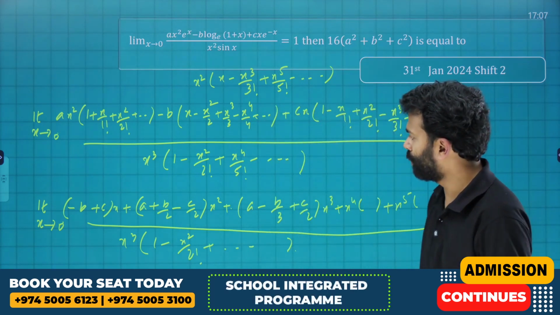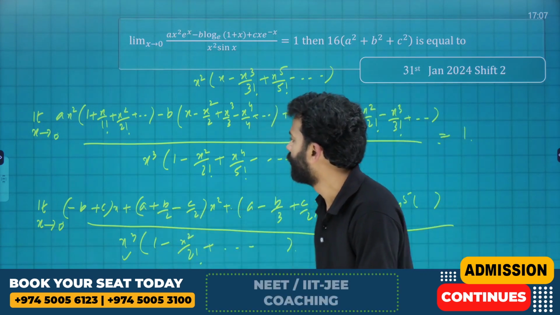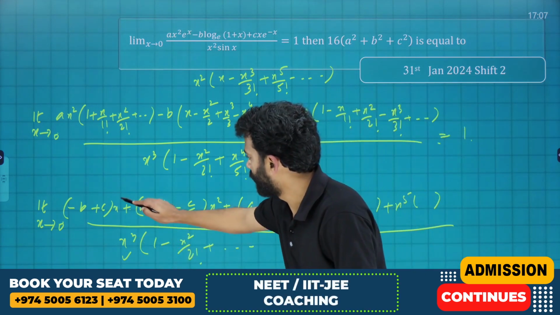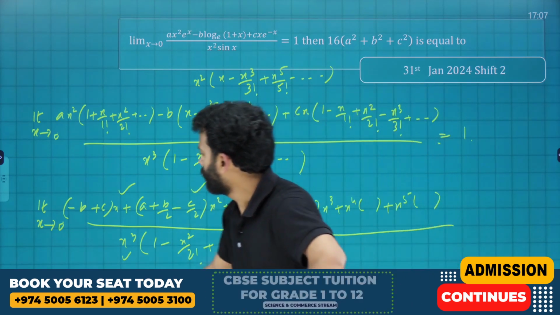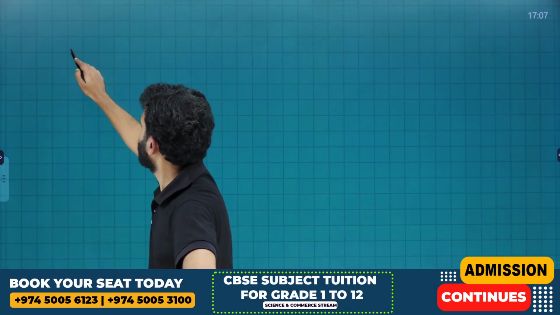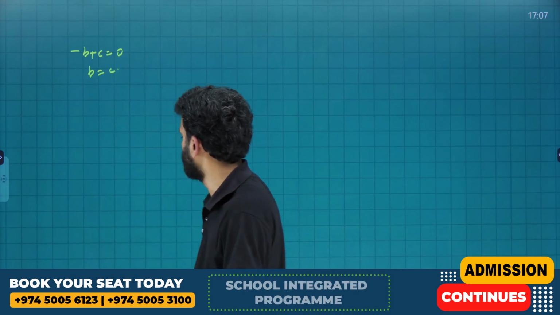Okay. So here, what is the lowest power? x cube. Here, what is the lowest power? x. Two powers are there other than this one, x and x square. Therefore both of them should be what? 0. We can formulate it on the next slide. Therefore minus b plus c should be equal to what? 0. Therefore b is equal to c.